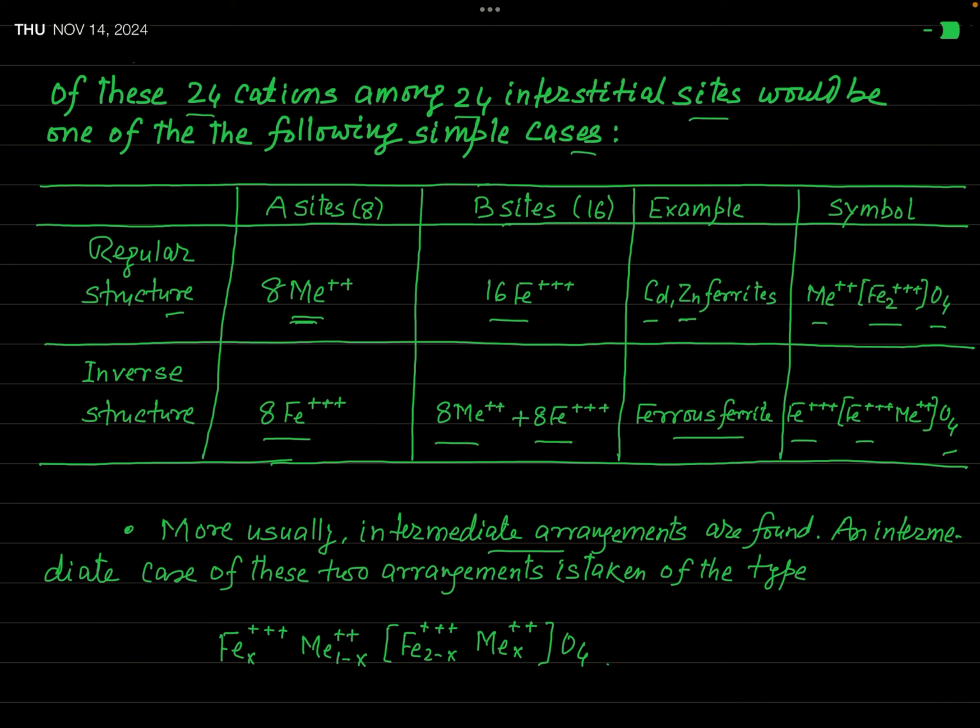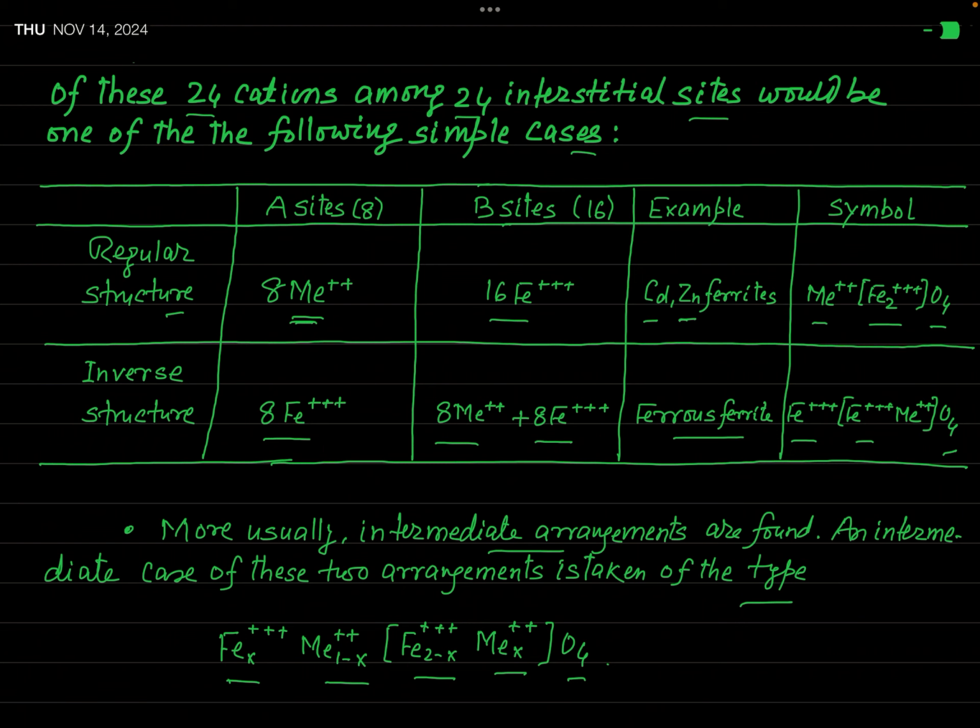An intermediate case of these two arrangements is taken of this type. This is the general formula, or general symbol, for the intermediate arrangement of the ferrites: Feₓ³⁺ Me₁₋ₓ²⁺ [Fe₂₋ₓ³⁺ Meₓ²⁺] O₄. So these are some of the important facts regarding the structure of ferrites.